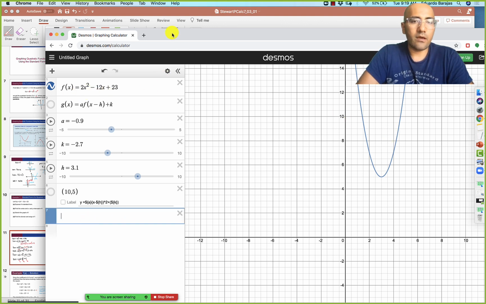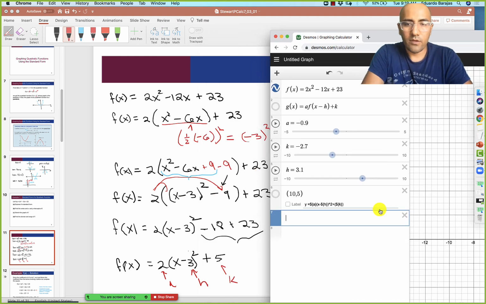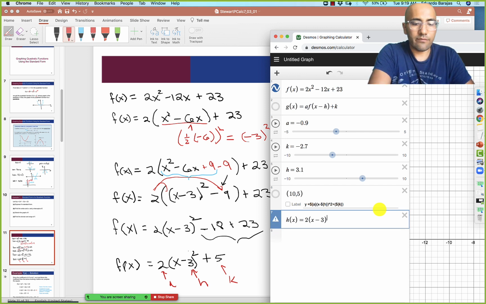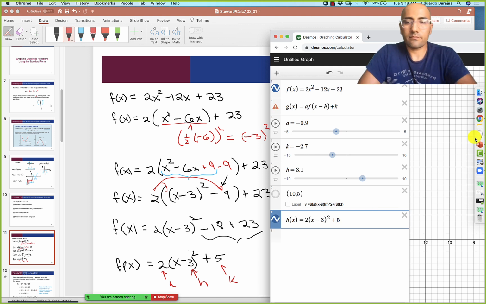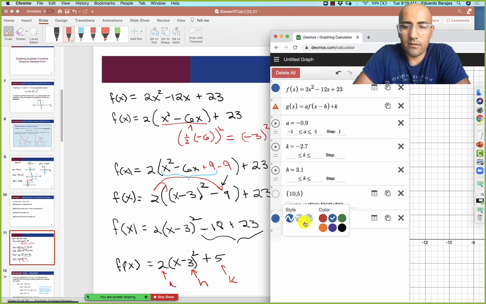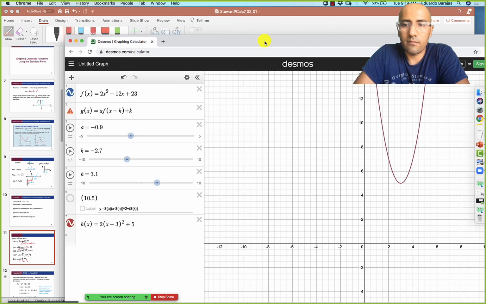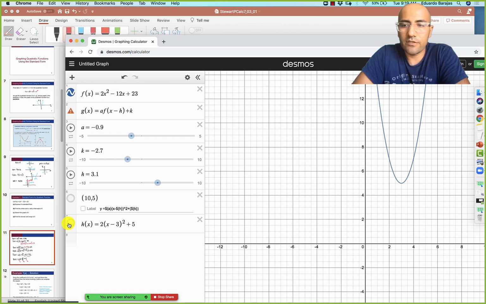And now that we've done our work to convert it into the vertex form, we have a new equation. h equals 2 parentheses x minus 3 to the power of 2, plus 5. And let's put it in red. And it's the same equation, right? So here's the original one in blue, here's the new one in red. So they're the exact same graph, right? That confirms that this is equivalent to that. They both give you the same graphs.